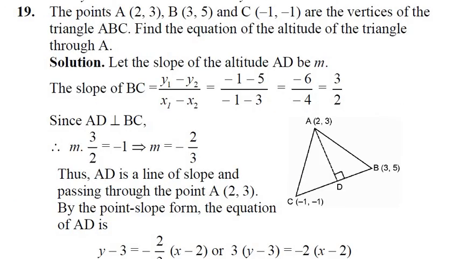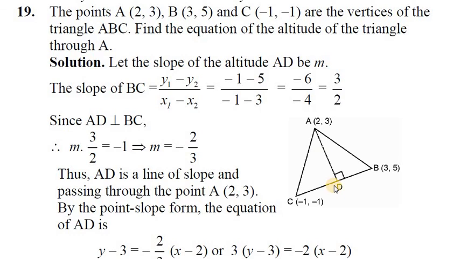Next, have a look at another example. This is example number 19. The points A, B, C are the vertices of a triangle ABC. Find the equation of the altitude of the triangle through A. So this is the triangle ABC, and the altitude through A is this one, AD. So we need to find the equation of this altitude.